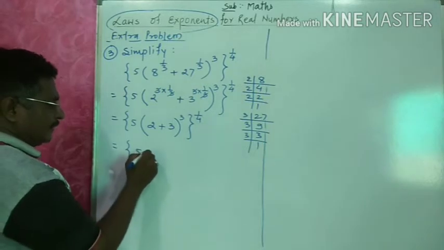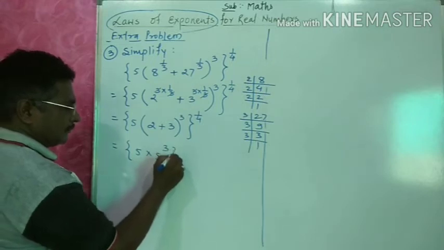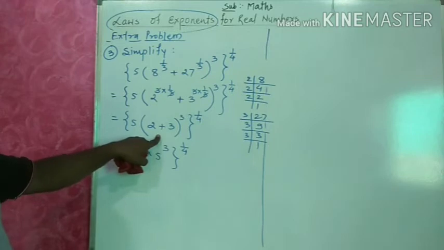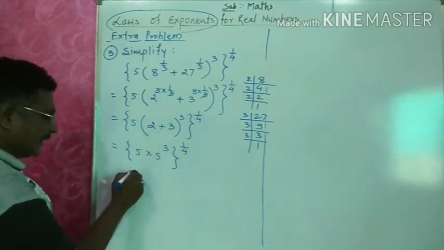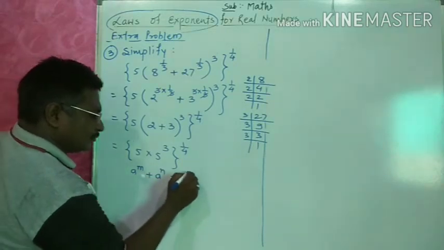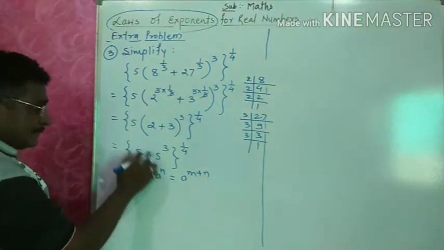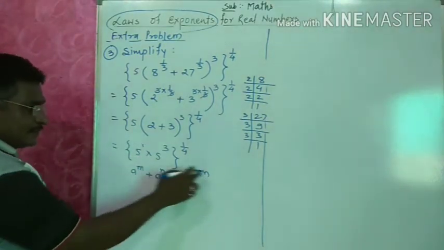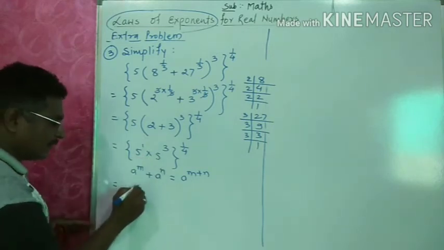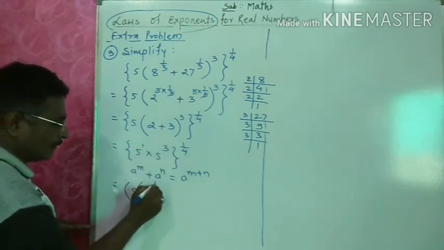Now 5 into 2 plus 3, 5 raised to the power 3. Remove the inner bracket. Now see here, a raised to the power m plus a raised to the power n, a raised to the power m plus n. So bases are same, powers are different. So add the powers. So what will we get? 5 raised to the power 1 plus 3, 4 raised to the power 1 by 4.